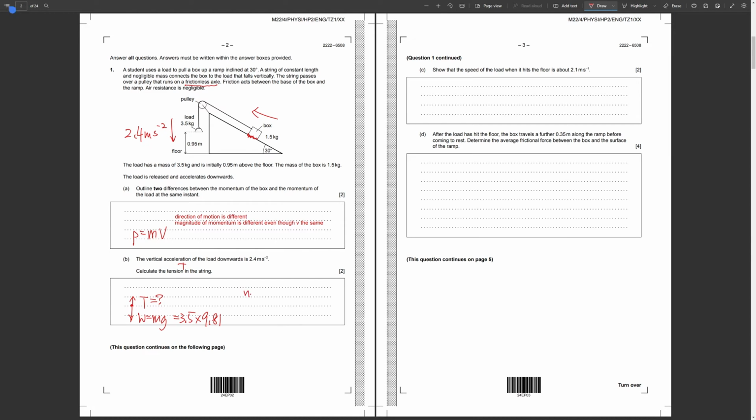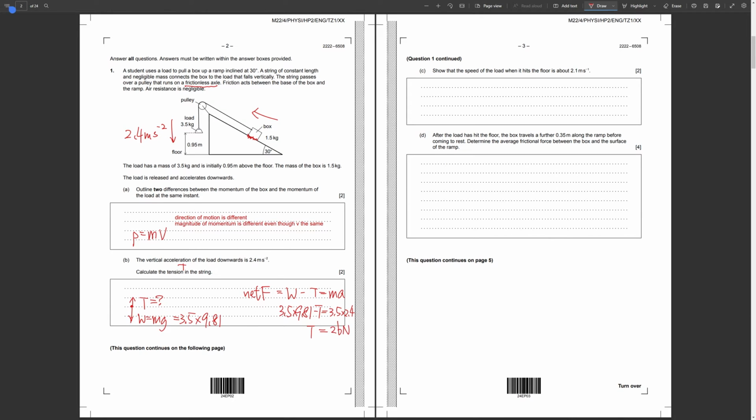So the net force on the load is the downward weight minus the tension. And the net force, according to Newton's second law, is equal to ma. The downward weight is 3.5 times 9.81 minus the unknown tension. Mass is 3.5 and a is given as 2.4. After rearranging, you will get 26 newtons.